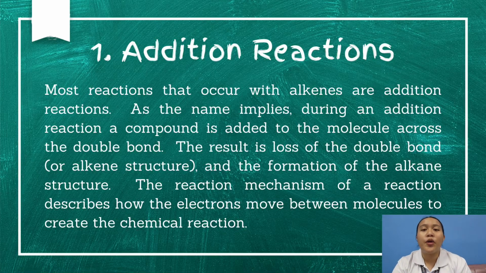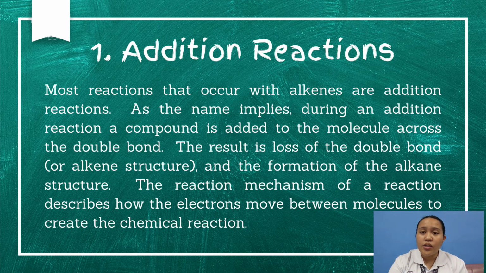Most reactions that occur with alkenes are addition reactions. As the name implies, during an addition reaction, a compound is added to the molecule across the double bond. The result is the loss of the double bond or alkene structure and the formation of the alkane structure. The reaction mechanism of a reaction describes how the electrons move between molecules to create a chemical reaction. In simple terms, addition reactions are all about breaking the strong bond, which is the double bond, and adding new atoms to make the molecules more stable.